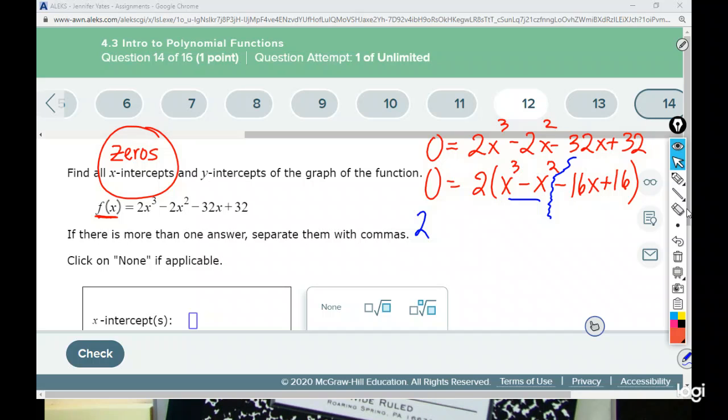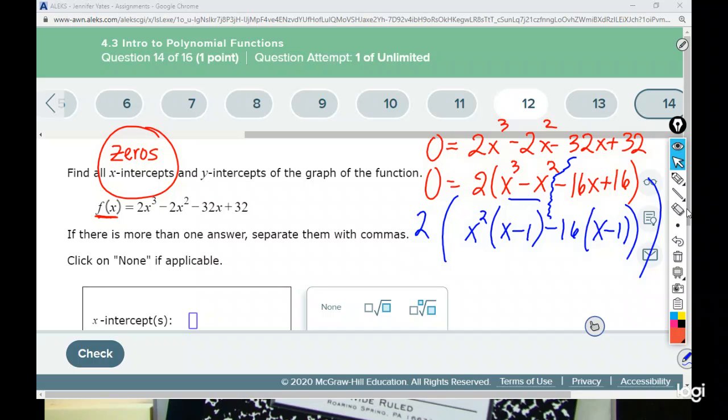Greatest common factor on the left-hand side is what? X squared. X minus 1. Greatest common factor on the right. Okay, why are we going to use a negative 16? We want to get rid of that guy, right? So minus 16, and I've got x minus 1.